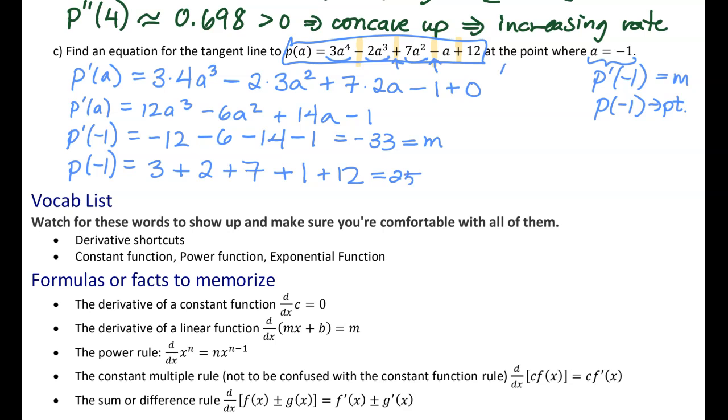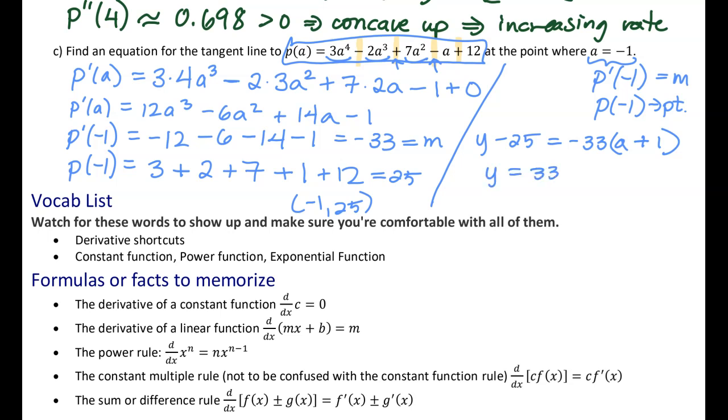So let's see if we can sneak this in over here. I have the point negative 1, 25. So we can take y minus 25 equals my slope, negative 33, times, what was my variable? A minus negative 1. So a plus 1. Which means y is negative 33a minus 33 plus 25, or final answer, y equals negative 33a minus 8.